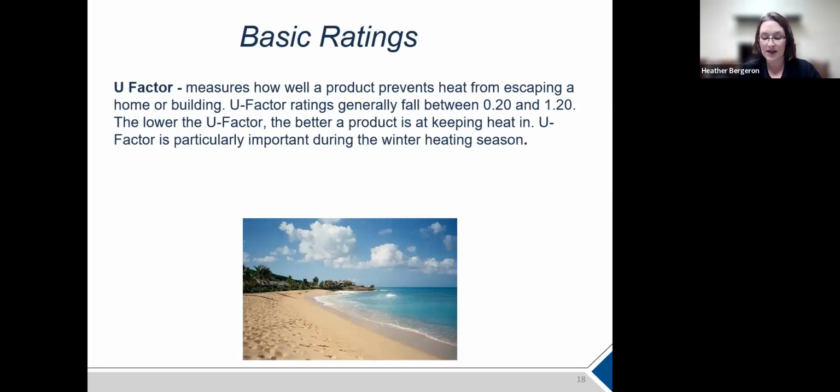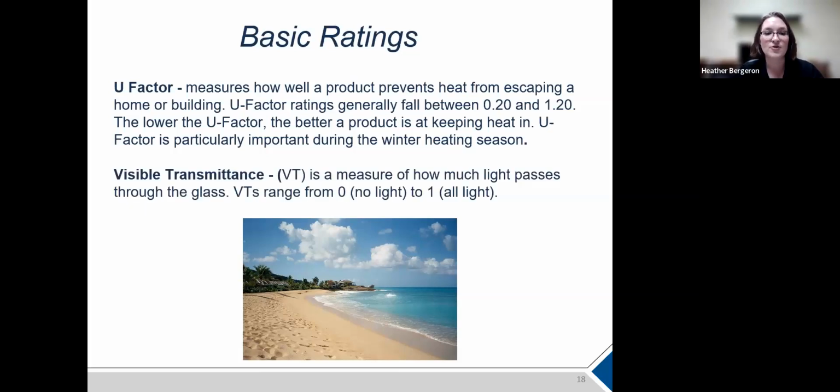So think of a U factor being like golf. Golf, as far as being a sport, the lower the number, the better the energy is going to be. We don't want higher numbers such as in football or baseball or anything like that. So always think of your U factor and solar heat gain coefficient being low and think of golf. Visible transmittance, your VT, measures how much light is passing through that glass. Typically VTs range from 0, being no light, to 1, which is all light.